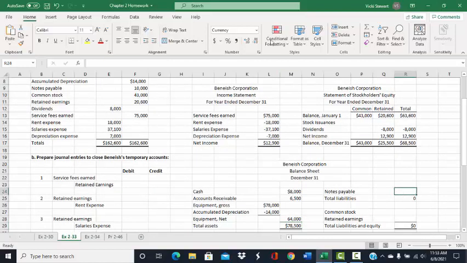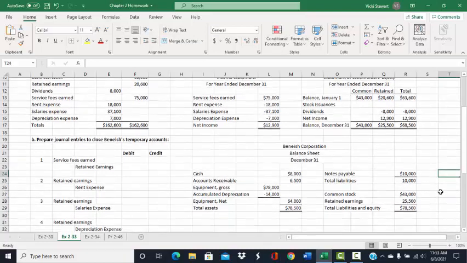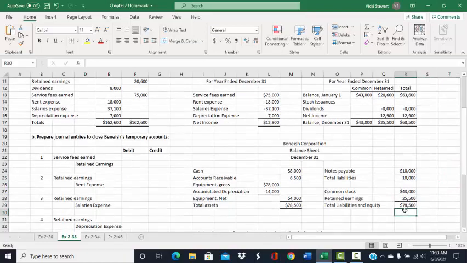We see from our trial balance that we only had one liability, notes payable of $10,000. So that will also be our total liabilities. Our common stock from our statement of stockholders' equity is still $43,000, and our ending retained earnings is $25,500. So we see that our total liabilities and equity of $78,500 equals our total assets of $78,500.